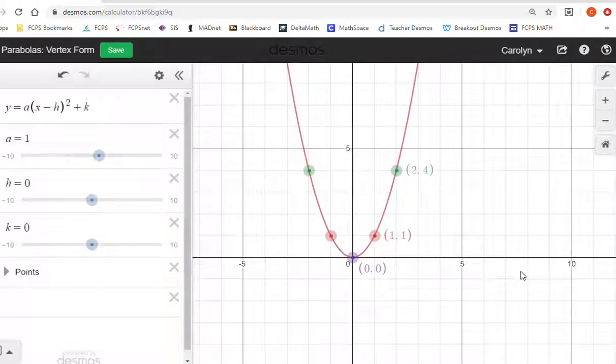Look at my points. 0, 0, 1, 1, 2, 4. Notice that the purple point is the minimum. It's called the vertex. Okay, notice that there's 2 red points and there's 2 green points. Notice that they seem symmetric, right? I only labeled one of them because of the symmetry involved. All I'm going to do is change A, and we want to see if we can figure out what's going to happen.